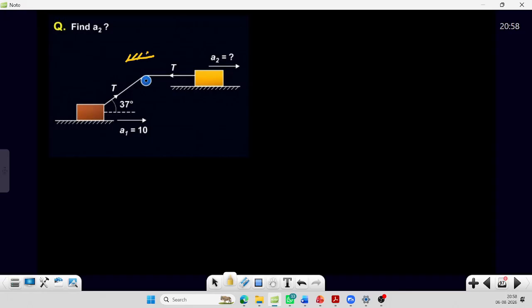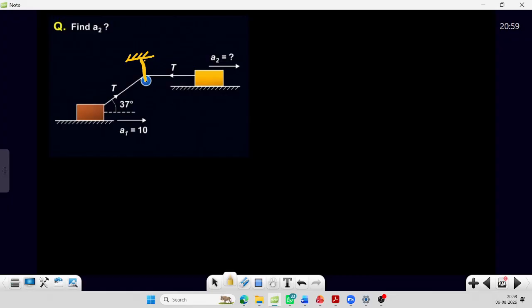Or you take it like this. You take this thing, fine. Take it placed like this. Now you will see this. See, here is a thing: cos 37 is 4 by 5.